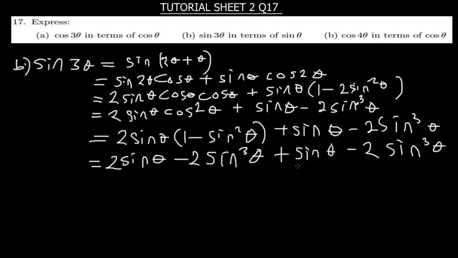So here we're just remaining with the addition. We pair the like terms. We're going to have 2 sine theta plus sine theta there, you get your 3 sine theta here.